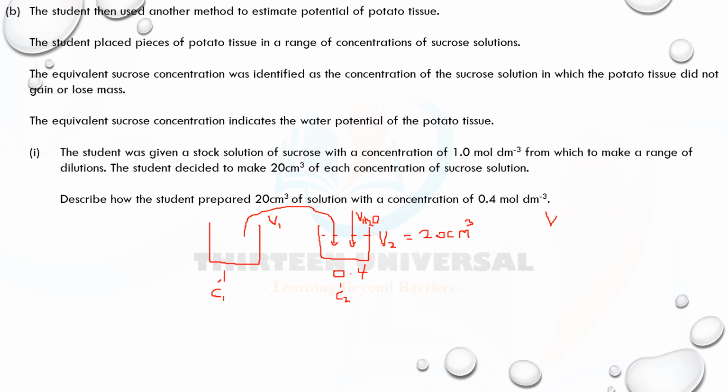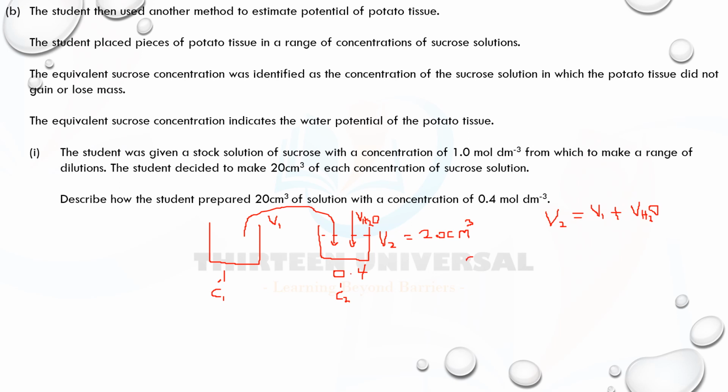Don't forget that our V2, which is the final volume, is equal to the volume of stock, which is V1, plus the volume of water. Because we're adding water to V1 to dilute it, when we add the two together, the total volume should make up V2. And in this case, our V2 is 20 cm cube. So let's get our V1.